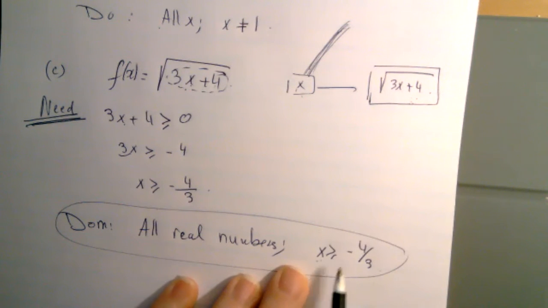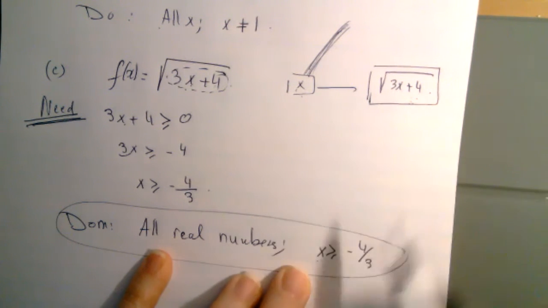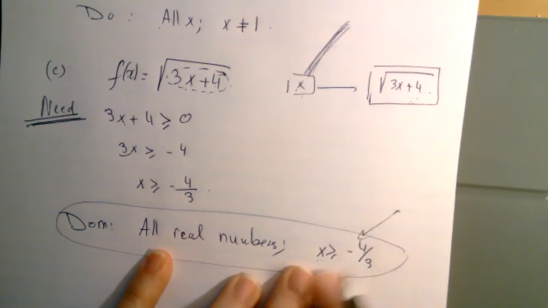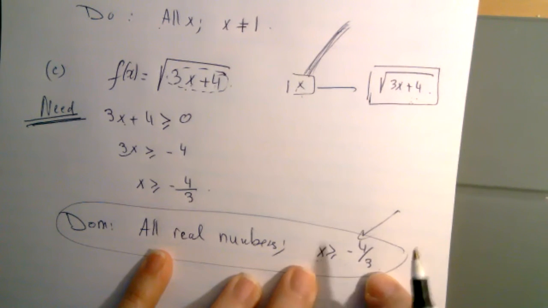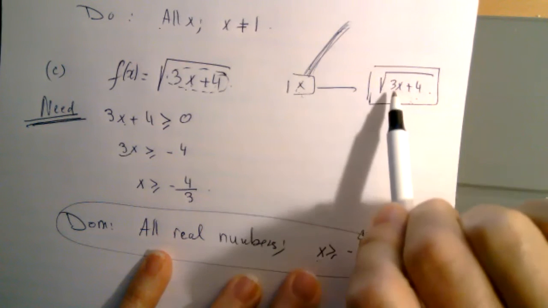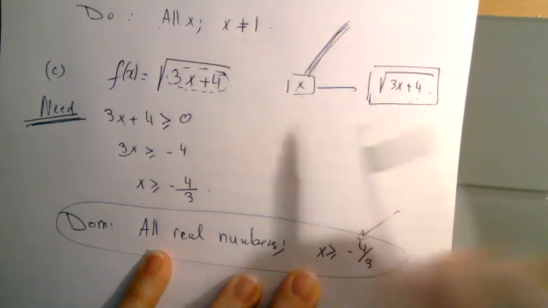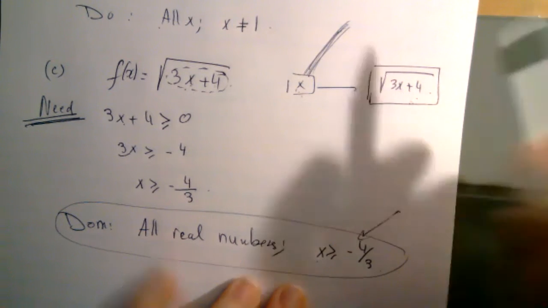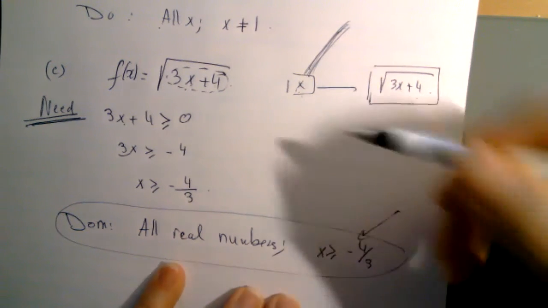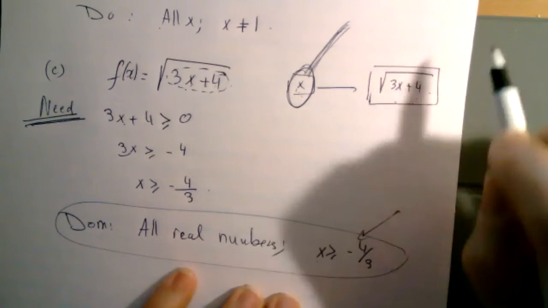However, if I take a number less than -4/3, this will not be acceptable. So suppose I take x equals -2. -2 does not satisfy this condition because -2 is less than -4/3. If I plug in -2, I'm going to get -6 plus 4, which is going to give me -2. It's not acceptable. So this is giving me all the values that I can put in this box so that this will give me a real number.